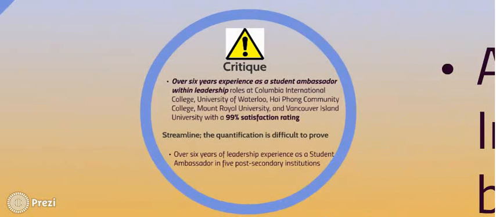The skill statement is too detailed and the 99% satisfaction rating is difficult to prove over 5 institutions. Read over the first bullet. Notice that the improved statement is streamlined and more high impact: over 6 years of leadership experience as a student ambassador in 5 post-secondary institutions.